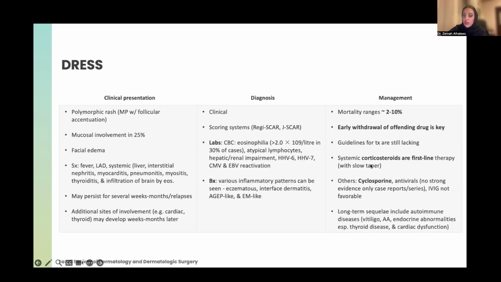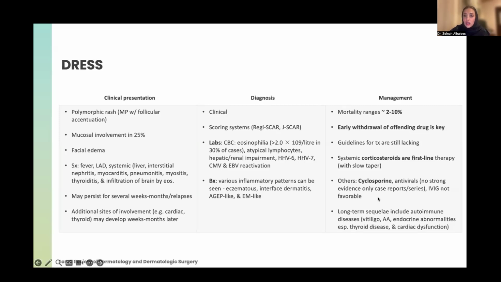And why do I say a slow taper? Because we said it can persist weeks to months. So we don't want to rapidly taper their steroids and then they get a flare of their DRESS. Other things that we can use, so cyclosporine. Some people use antivirals, however we don't have strong evidence, and the reason is because of this HHV6 and 7 reactivation, and that's why they use it. But we only have case reports and series, and IVIG is not favorable.